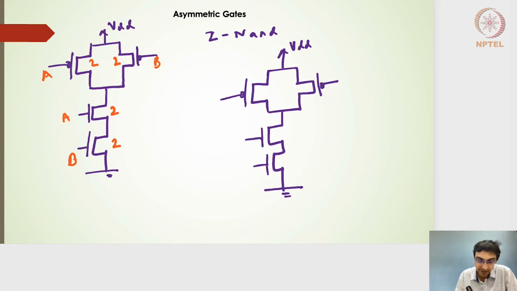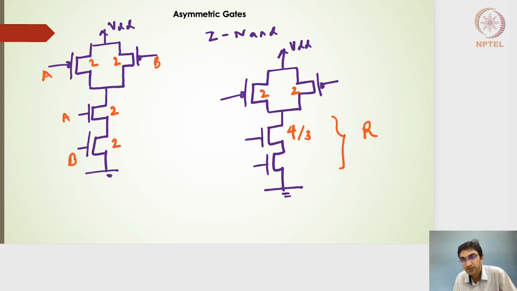And I'm going to say that on the PMOS side, I'm not going to change the sizes. All right. But on the NMOS side, I'm going to change the size. And I'm going to say that this is 4 by 3. All right. But I want this falling resistance to be the same as that of the falling resistance of the 2:1 inverter. Right. 4 by 3 is likely to give me a resistance of R by 4 by 3, which will be nothing but 3 by 4R.